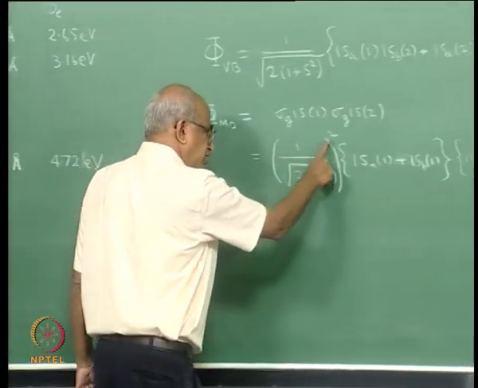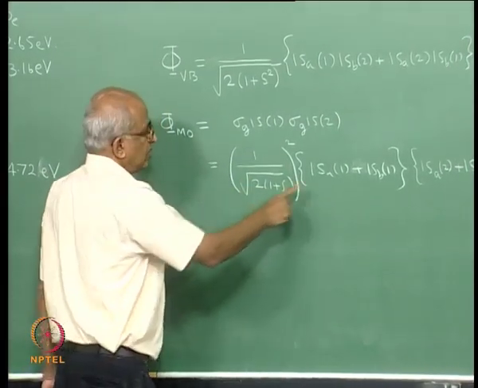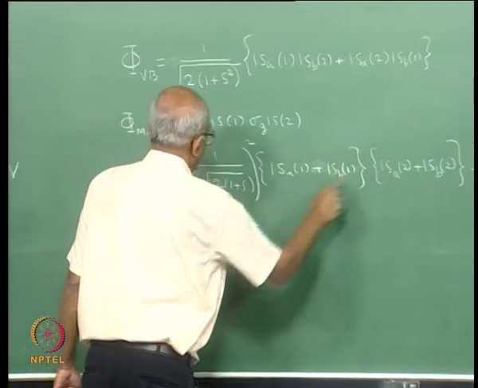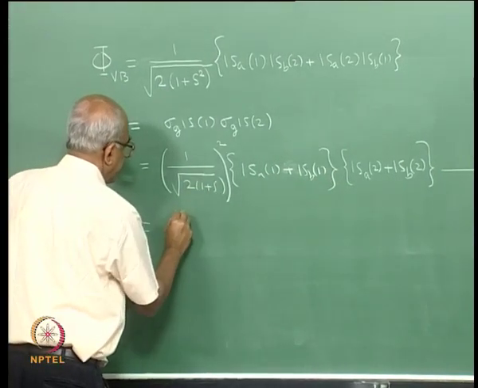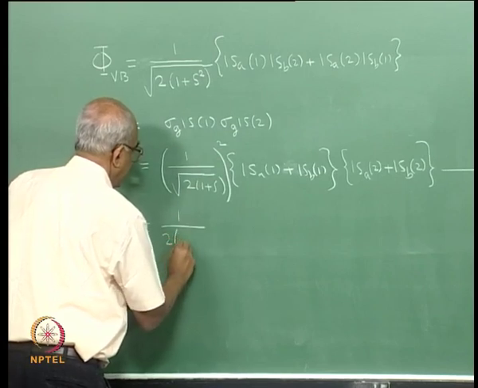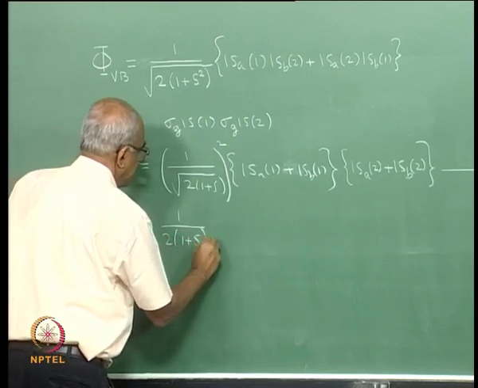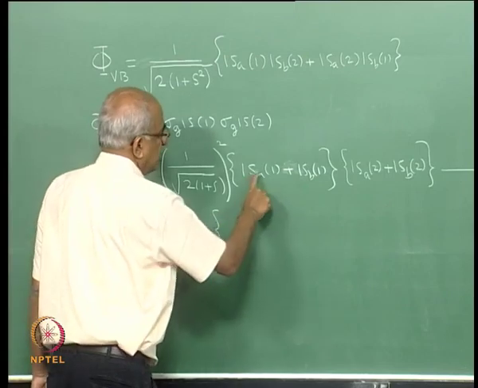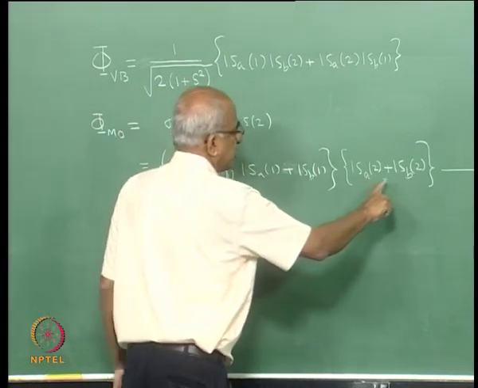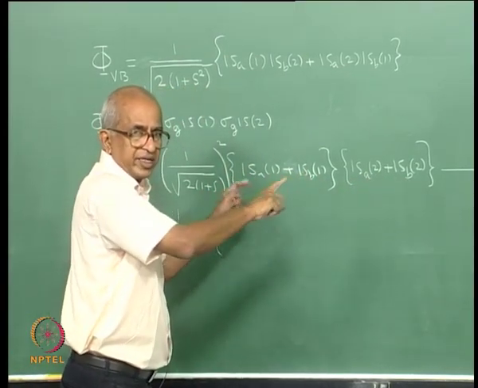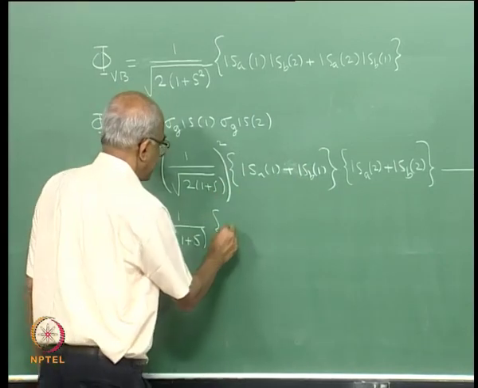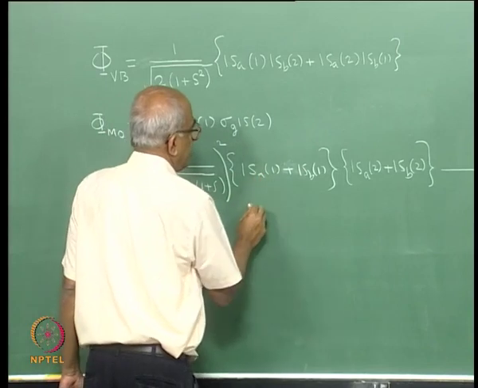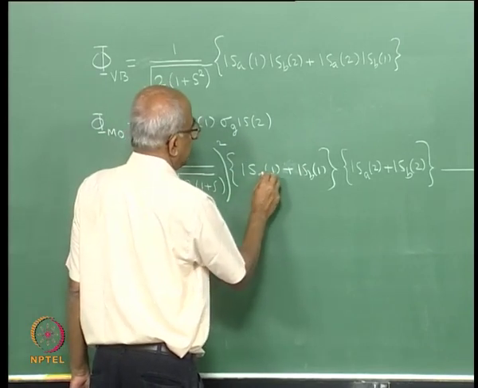Now, this is just a normalization factor. Let us worry about what is in the wave function. So, it is actually going to be, if I squared this, I will get 1 by 2 into 1 plus s, multiplied by, you see there are two terms here, there are two terms there. So, if you multiplied out and added them together, you will get 4 terms. I am going to write those 4 terms. The way I am going to write those 4 terms is like this.